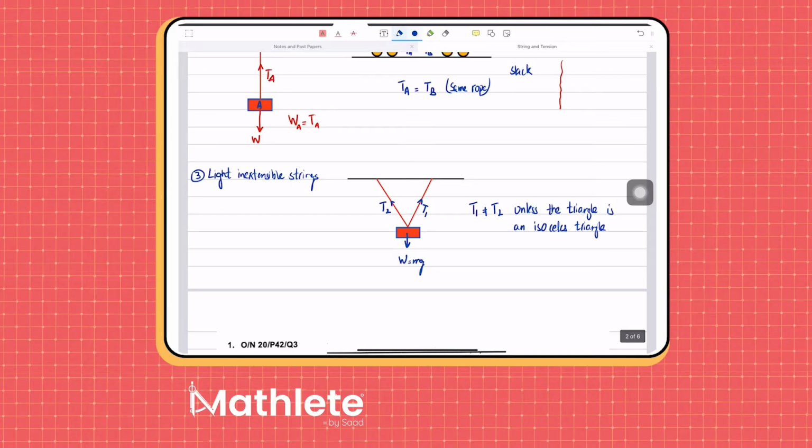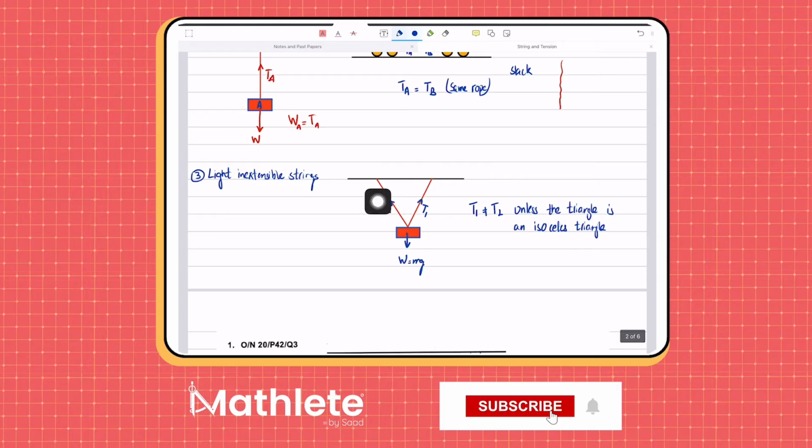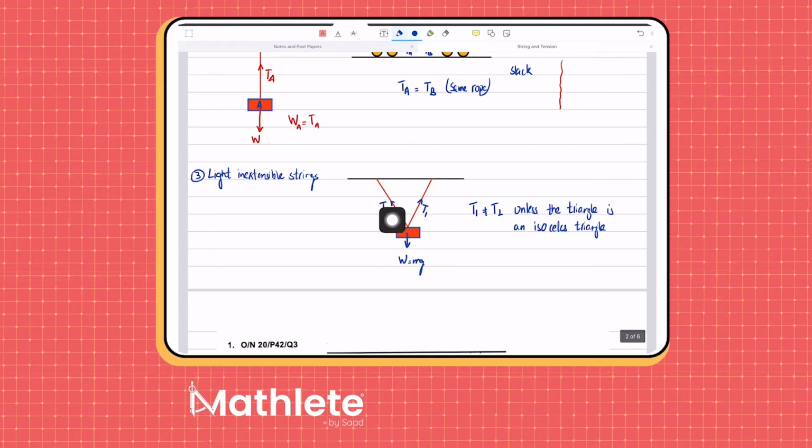But remember that even if you have two different strings, if the triangle is an isosceles triangle, then the tension will be the same. If however you have the same string, then it doesn't matter what the angle is, the tension will be the same throughout. If you have two different strings making two different angles, then the tensions will be different as well.